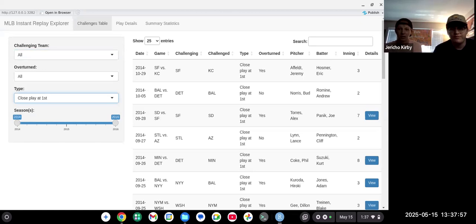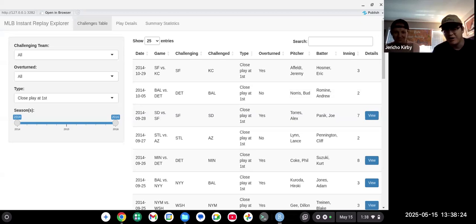You can also see players, who's pitching, who's batting. There's not a lot of fielding information about the two teams, but we also were able to include inning and whether the play was overturned or not, which again comes into play pretty big in the run expectancy part that Jericho is going to give some insight on.